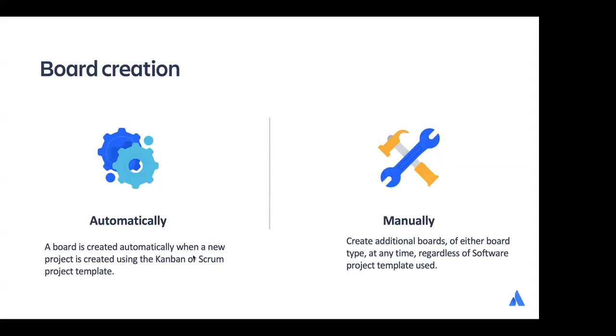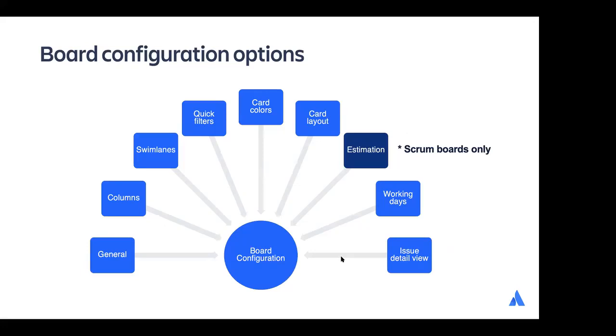Either one that's been created, whether it was created automatically or manually, you have these certain configurations. These are all the things that you can configure, and all of them except for estimation apply to both types of boards. It's great because different Agile teams have different members and processes and personal preferences. In total, there are these 9 board configuration areas that can be configured, except for the estimation part, which again is the focus of this webinar.